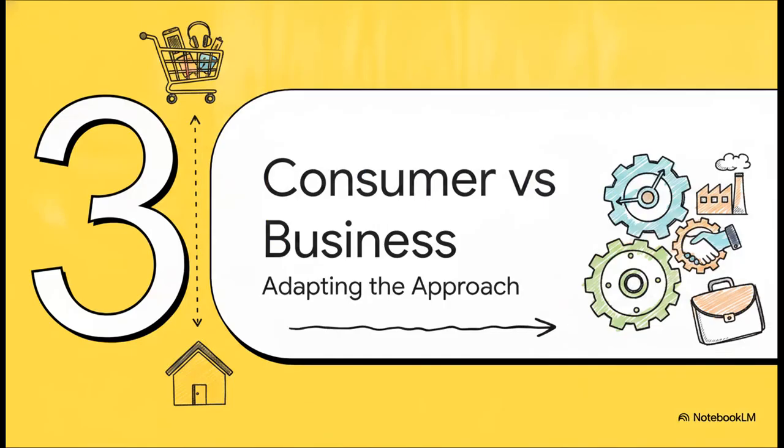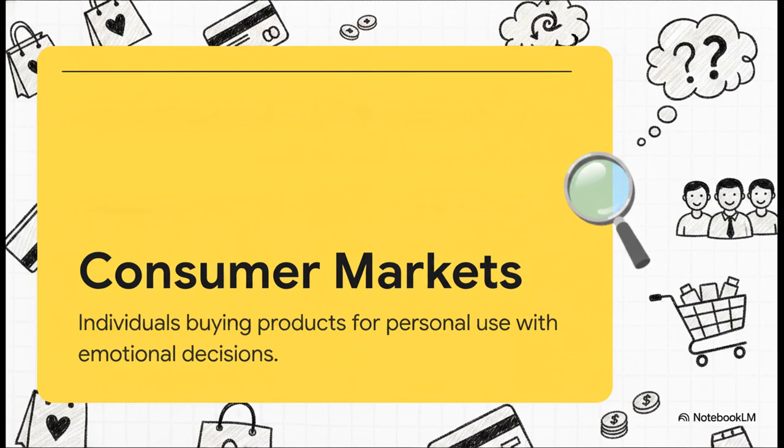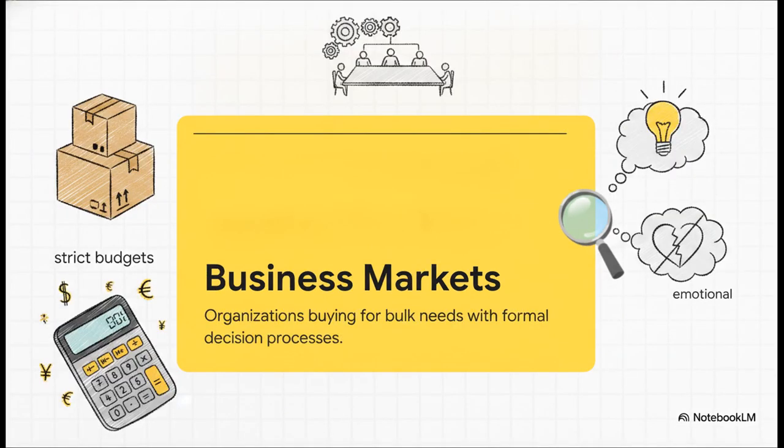All right, on to part 3, consumer versus business markets, adapting the approach. So in consumer markets, obviously you're dealing with individual buyers. But the real secret here is that despite all the massive big data we have at our fingertips, these purchases are wildly emotional. They're driven by personal identity, sudden desires, and really deep-seated brand loyalty, even for the most seemingly trivial items. But flip the script to business markets and you are operating on an entirely different frequency.